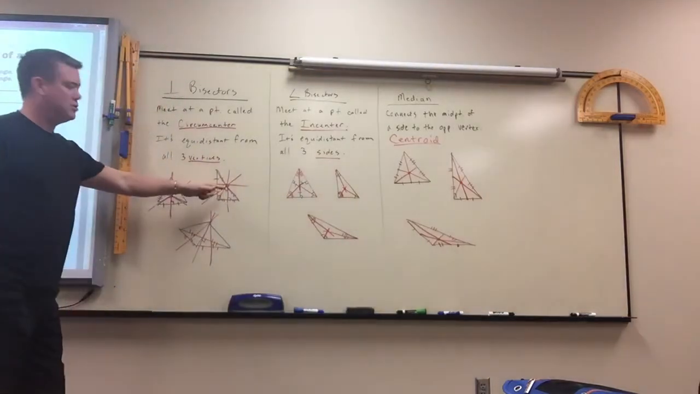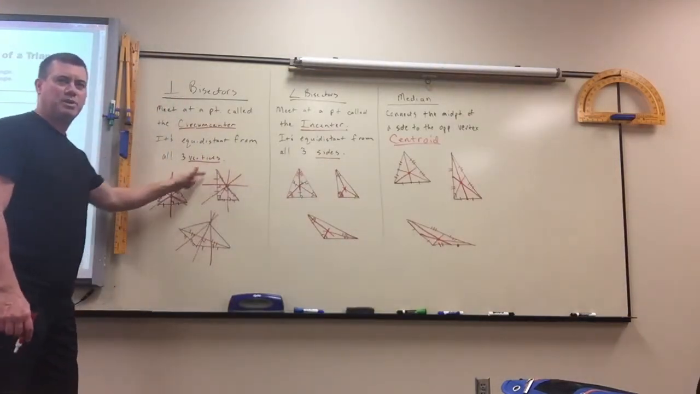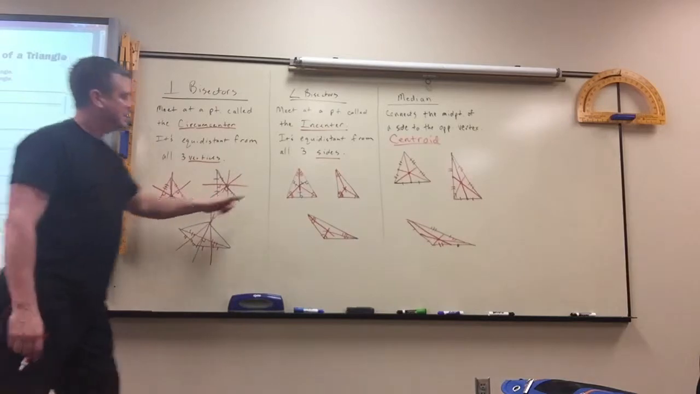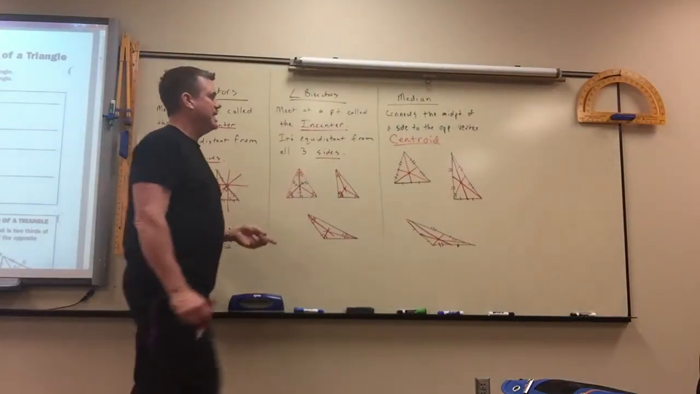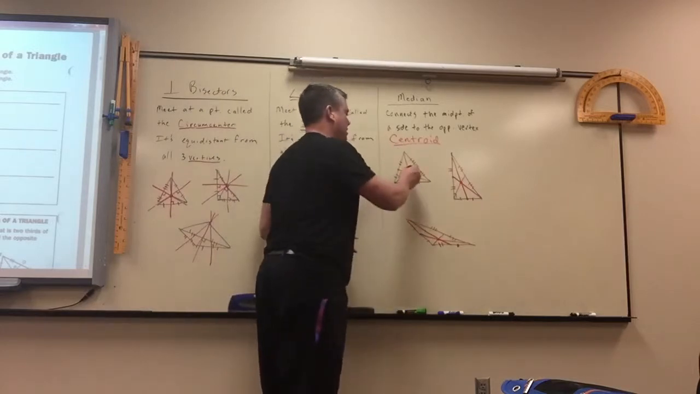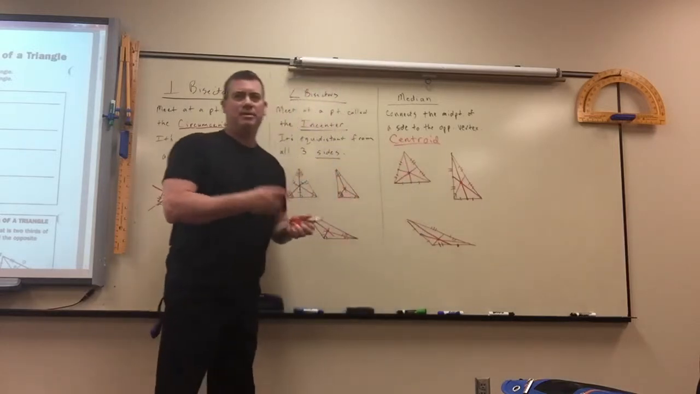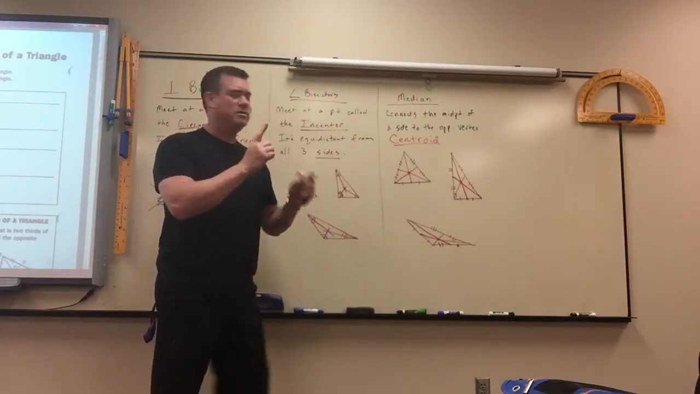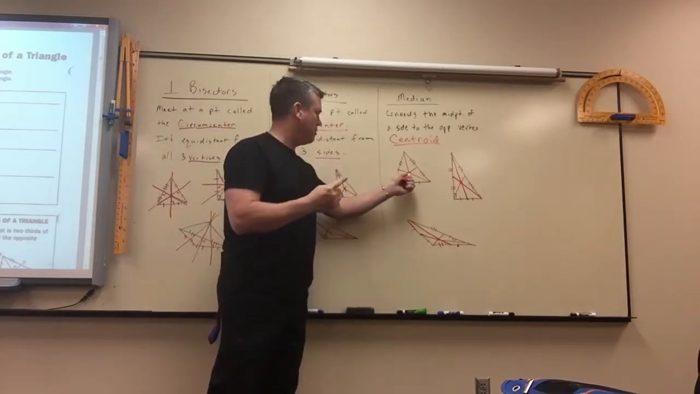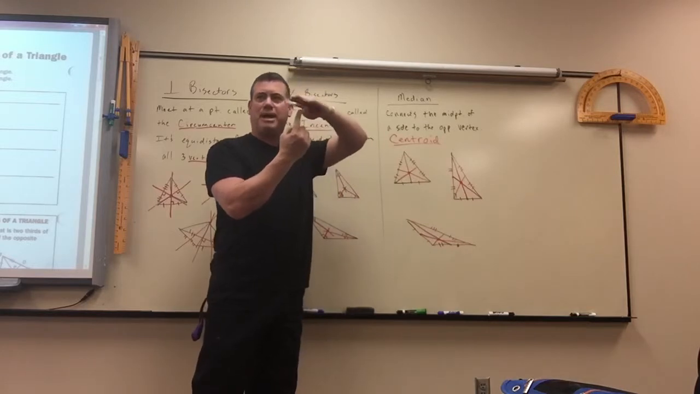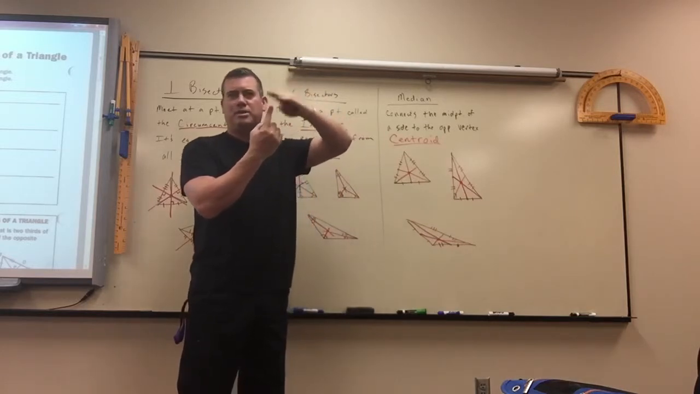Now the centroid. The circumcenter point is used to draw a circle around the triangle, that's why it's called the circumcenter. The incenter is called that because you could draw a circle inside. A centroid is actually the balancing point. If you cut this triangle out and balance it on your finger or a pin or whatever, that would be where you'd have to put it so it would stay balanced. Understand what I'm saying?